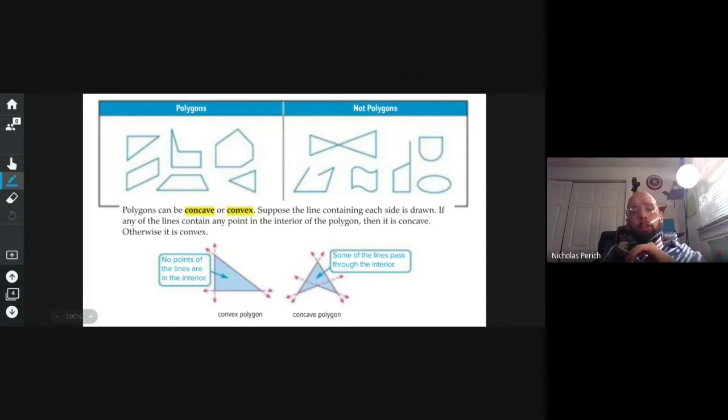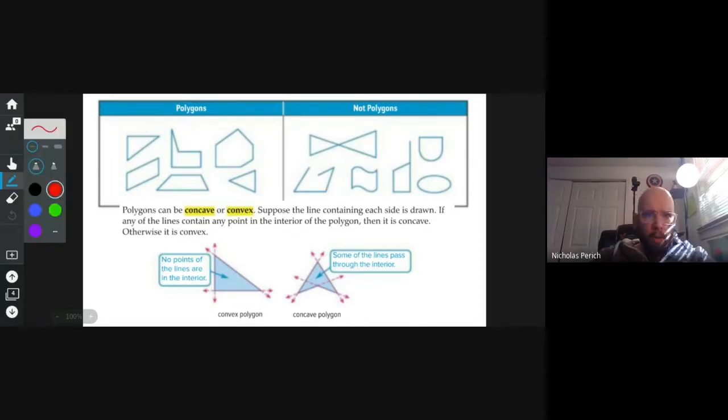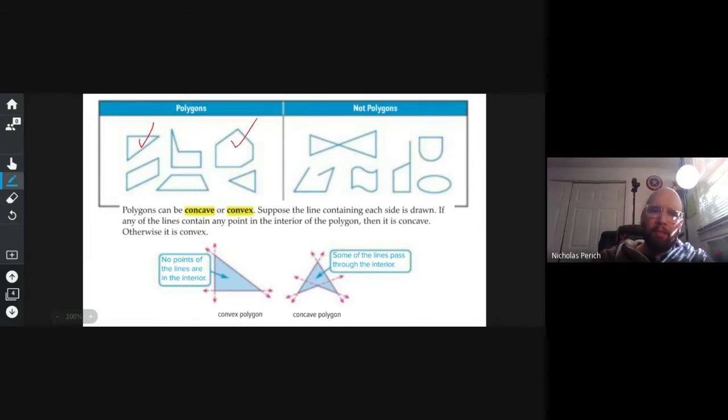Two types of polygons that we're going to talk about are called concave and convex. All of these are convex, because they all have interior angles that are less than 180 degrees. In other words, all the interior angles have an obvious corner. You can make a house out of it.